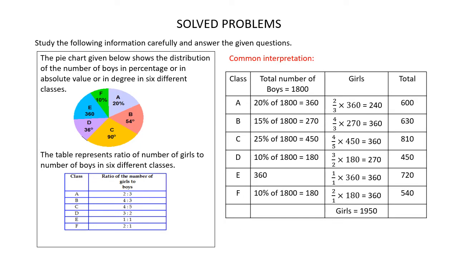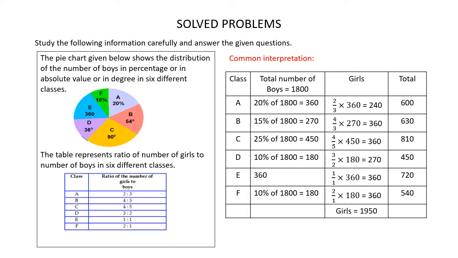So now let's correlate the data we have interpreted from the pie chart with the data given in this table. In this table, the first column is for the different classes. The second column is for the number of boys. The third column is for the number of girls. And the fourth column is for the number of students in each class.